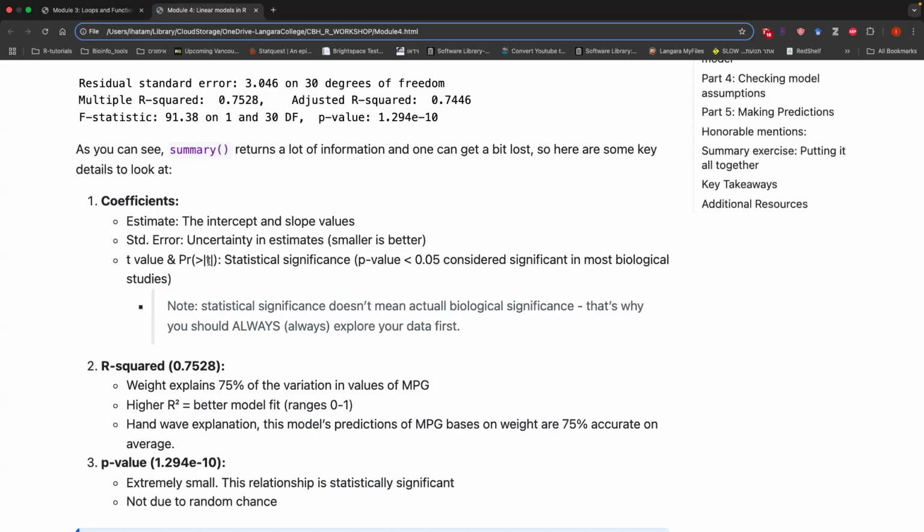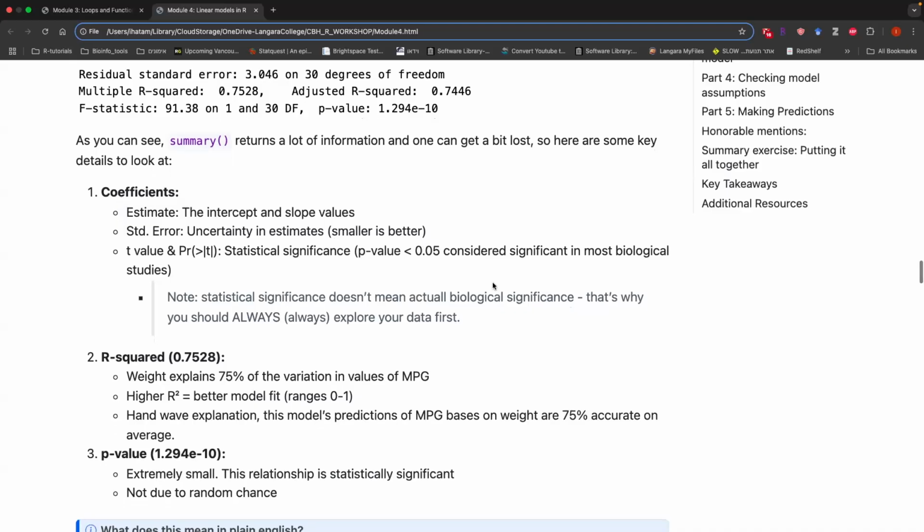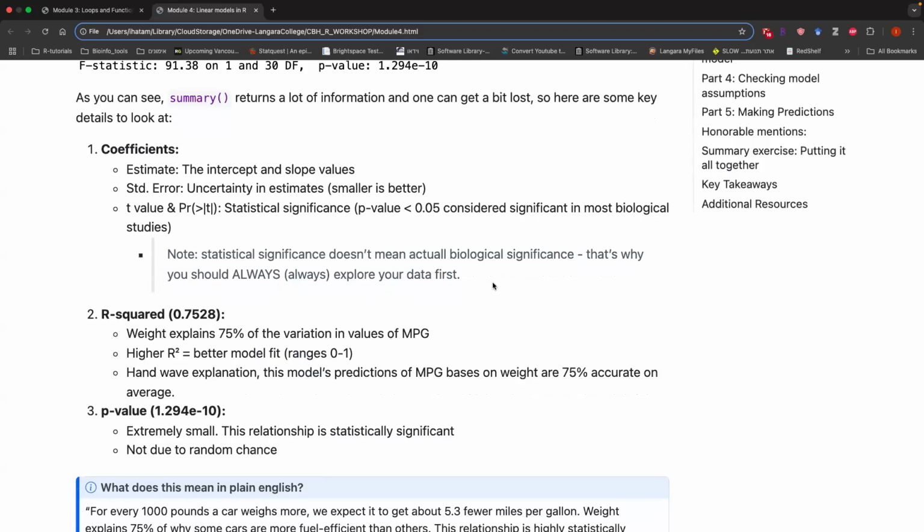The t-value and probability are statistical. Basically, that's a p-value, statistical significance. A p-value of 0.05 is considered significant in most biological cases. We want to note that statistical significance doesn't necessarily mean biological significance. It's just a statistical measurement. We need to always look at our data.